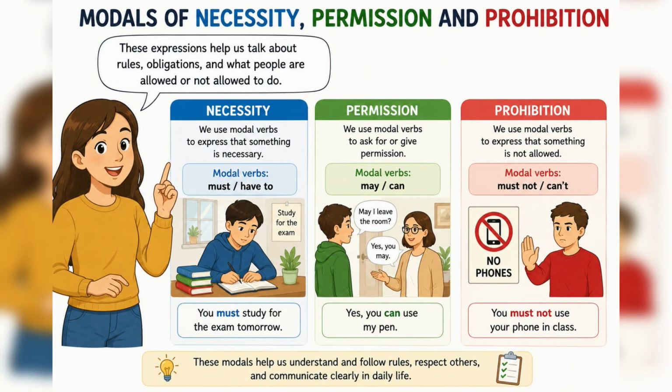And today we are going to talk about Unit 9, which is Make It Work. We are talking about grammatical modals of necessity: have to, need to, must, and modals for prohibition and permission. Today, we are going to explain modals of necessity, permission, and prohibition. These expressions help us talk about rules, obligation, and what people are allowed or not allowed to do.